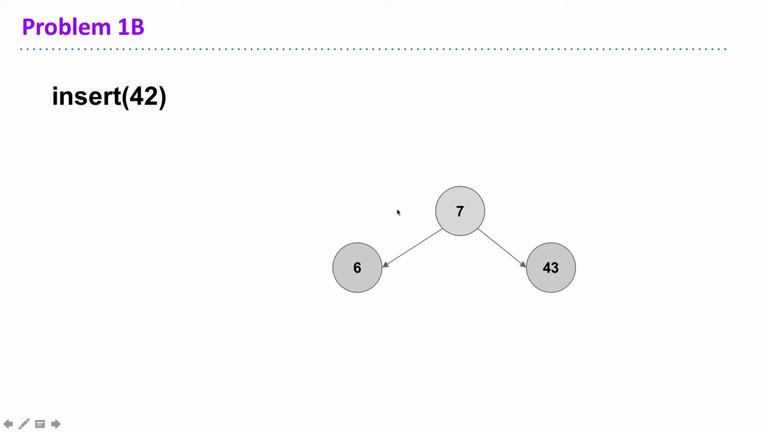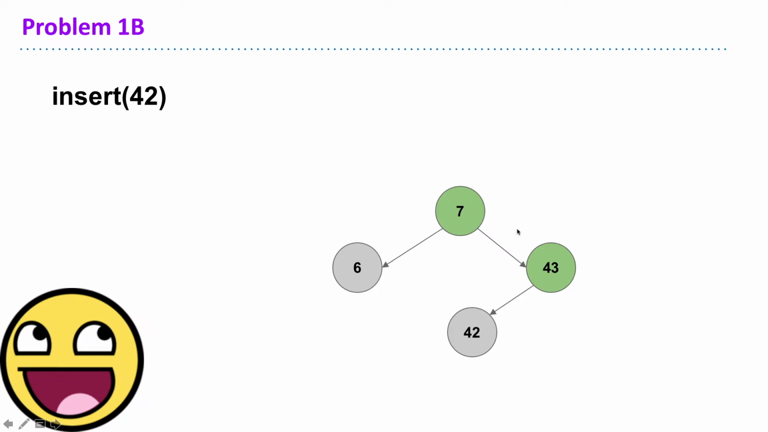Okay, so the next element that we'll insert is 42. So 42 is going to be inserted to the left of 43. And now that we've inserted it, we should check for any potential imbalance. So for 42, our subtrees are 0 and 0, so this is good. For 43, it's 1, 0. This is also okay because they're just off by 1. And then for 7, it's 1, 2. And this is also good. And now we're done because we've checked the entire path and they're all balanced.